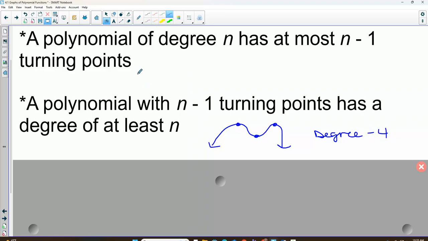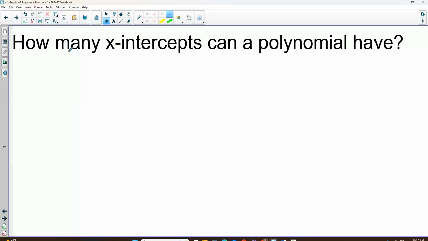All right. The number of x-intercepts, we will talk more about this in the coming days, but it's up to the degree. So if the degree is 3, we could have 3 x-intercepts. If the degree is 7, we could hit the x-axis 7 times.